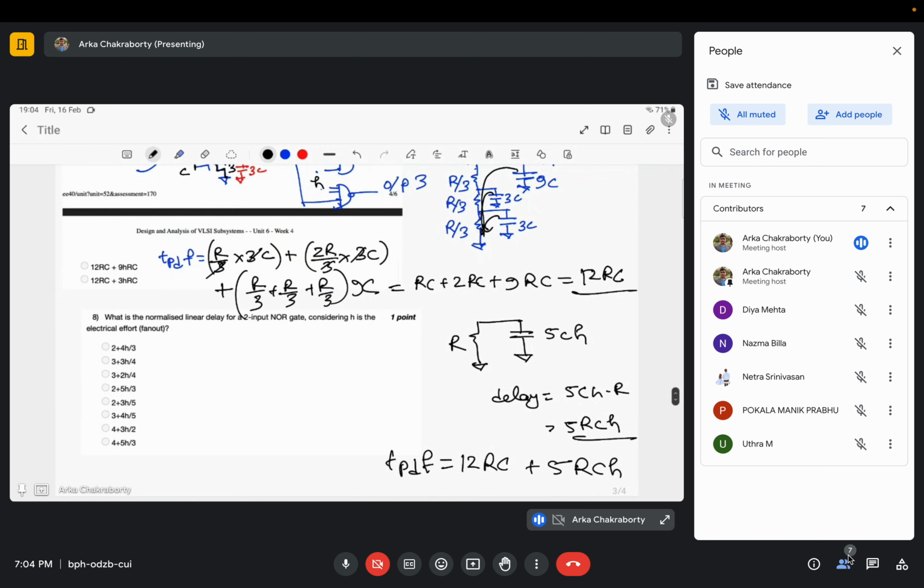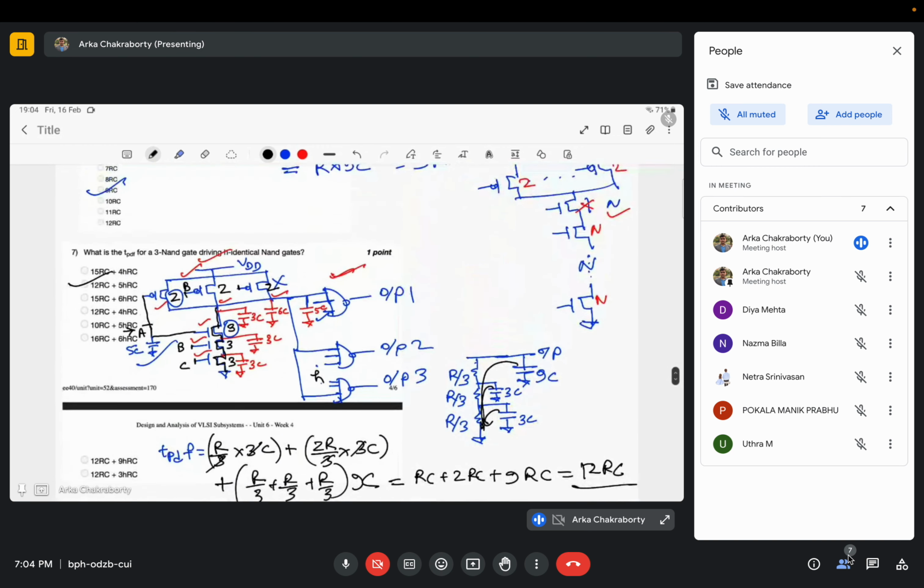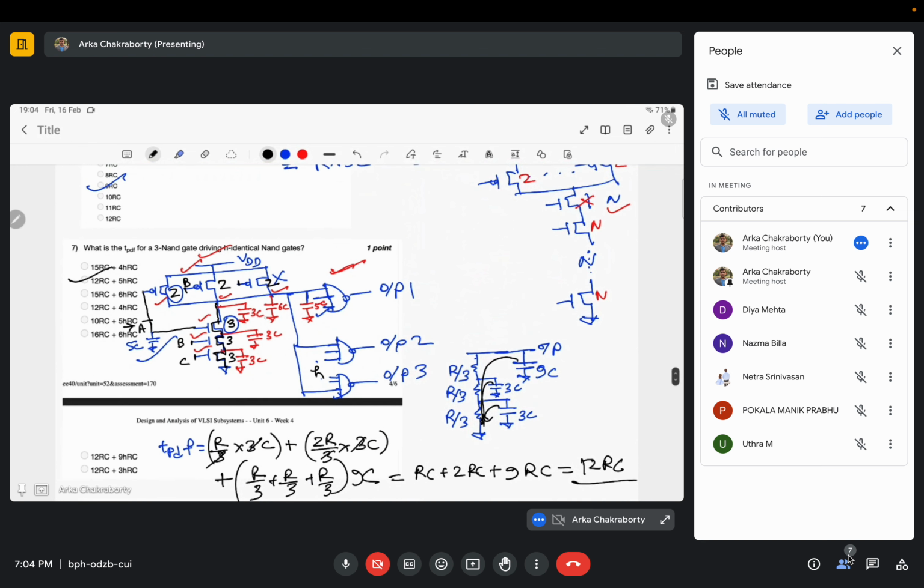Okay, now we have found it for the falling edge, we could have found it for the rising edge also. It would have been similar, because the 5RCH term would have been common, and instead of this Elmore delay model, we would have considered simply this one, this 2C plus C, so it would have become 3RC plus, sorry, not 3C, 9C would also come.